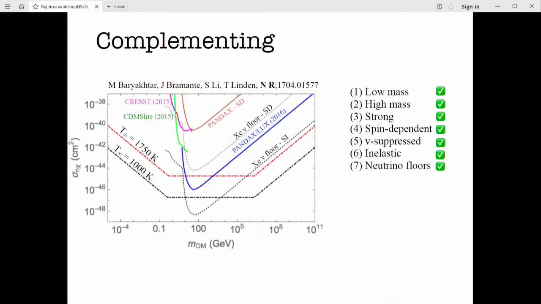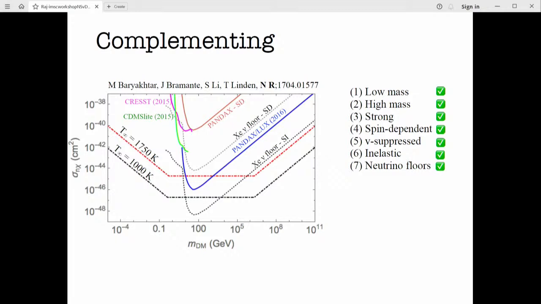Finally, there is an impending irreducible background coming up for dark matter underground experiments, known as the neutrino floor, where these neutrinos are sourced by the sun, by cosmic ray collisions with the atmosphere, and so on. Here I've drawn the xenon neutrino floor in dotted curves. And as you can see, this is an irreducible background. So when they hit this, they cannot move any further.